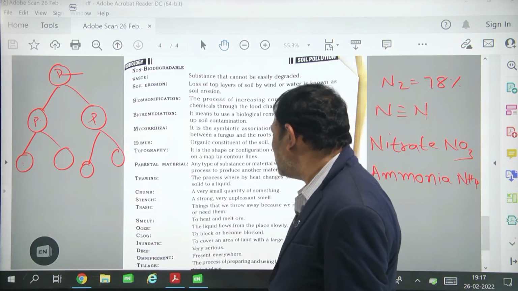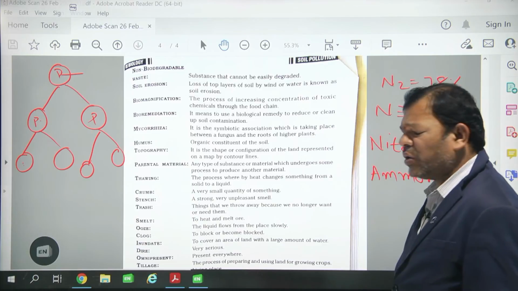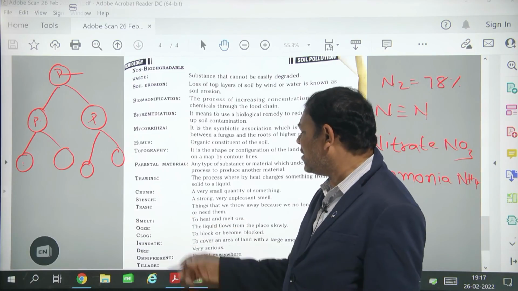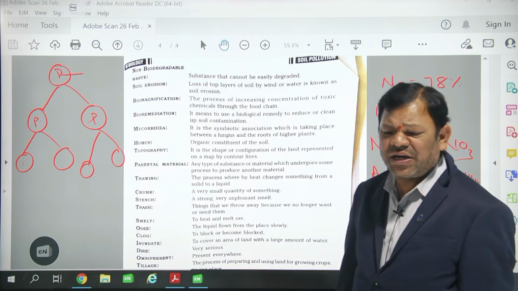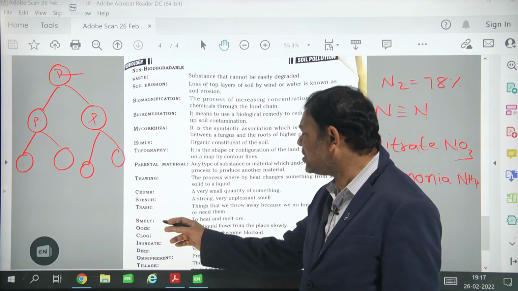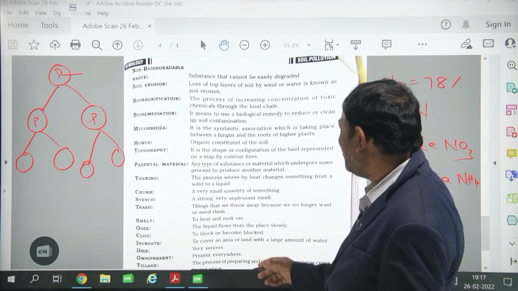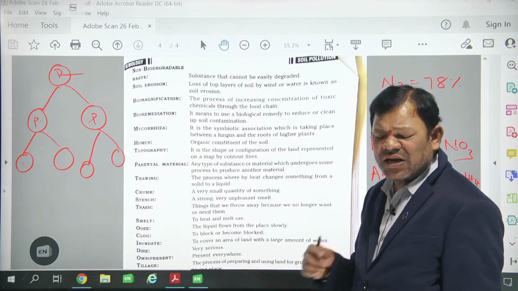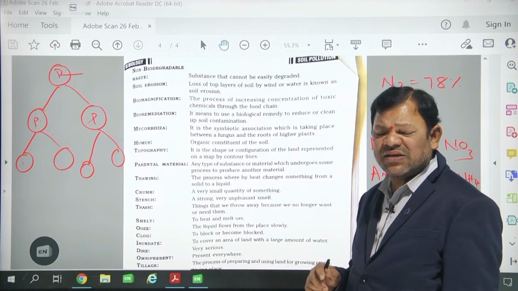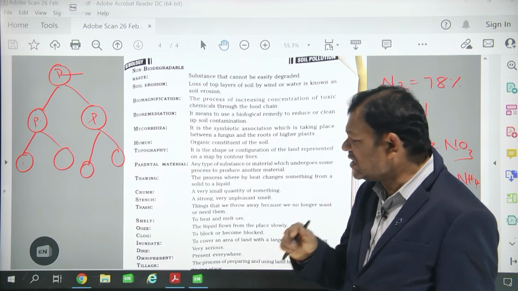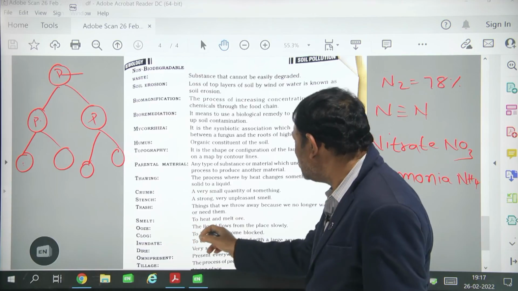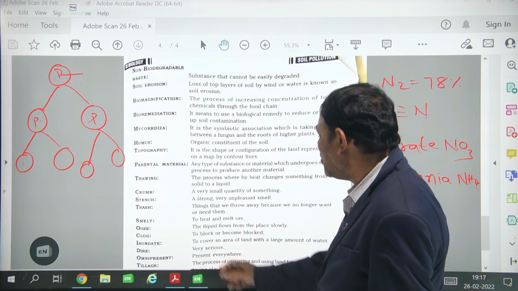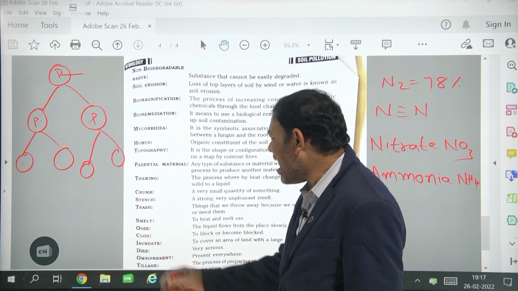Next, smelt, to heat and melt ore. Generally, all ores are obtained by applying heat only. Smelt means to heat and melt ores. Ooze: you know very well that rubber is obtained from Hevea brasiliensis. When they ooze, the rubber comes out. Ooze means a liquid flows from a place very slowly. That is known as ooze.